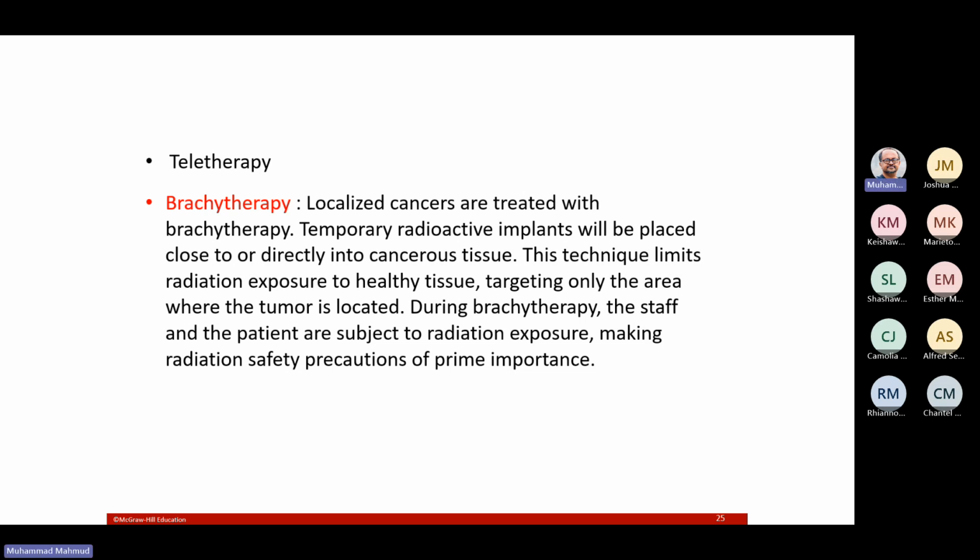In brachytherapy, localized cancers are treated with a temporary radioactive implant. This implant will be placed close to or directly into the cancerous tissues. This technique limits radiation exposure to healthy tissues, targeting only the area where the tumor is located. During brachytherapy, the staff and the patient are subject to radiation exposure, making radiation safety precaution of prime importance.